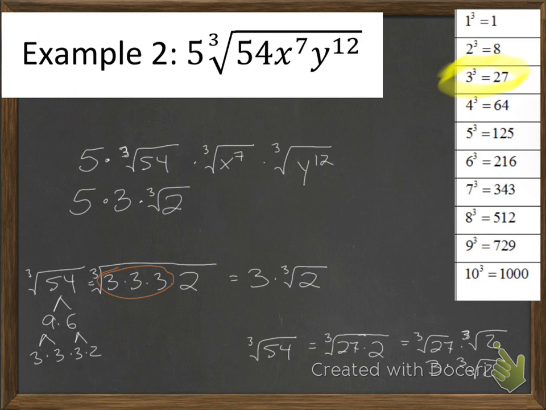All right, so far so good. So now what should we do? Well, now we need to find the cubed root of x to the 7th and the cubed root of y to the 12th. So I'm going to erase this down here so I have more room. If you're still copying, you can feel free to pause the video.